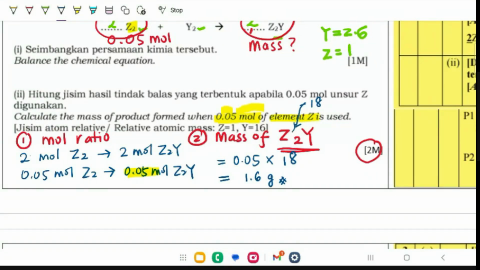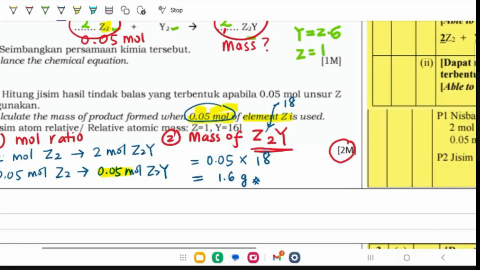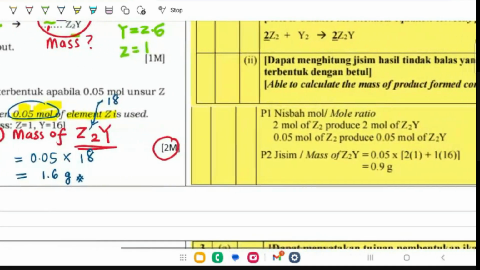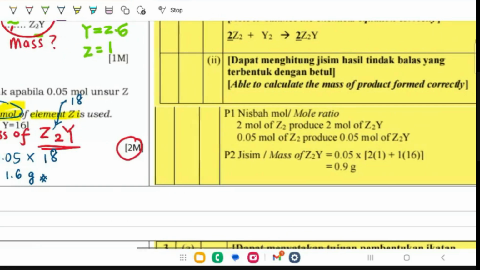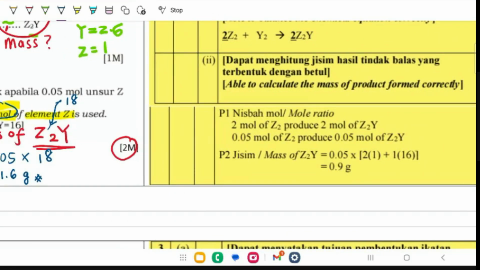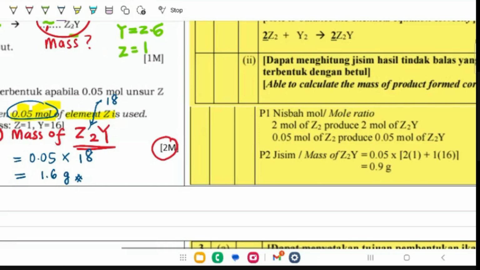If you are not given the mole, then you need to do it in 3 steps. Step 1, you need to find the mole. Then step 2, find the mole ratio. Then step 3, then only you find the mass. But here, step 1 no need to do because mole is given, so no need to find. So only two steps.